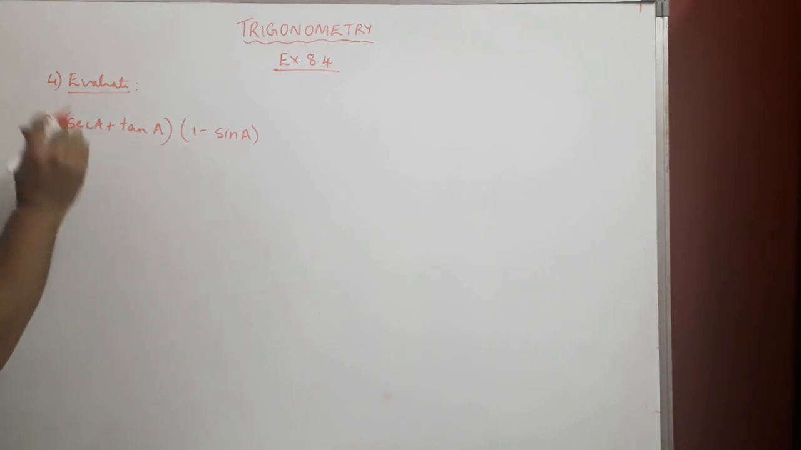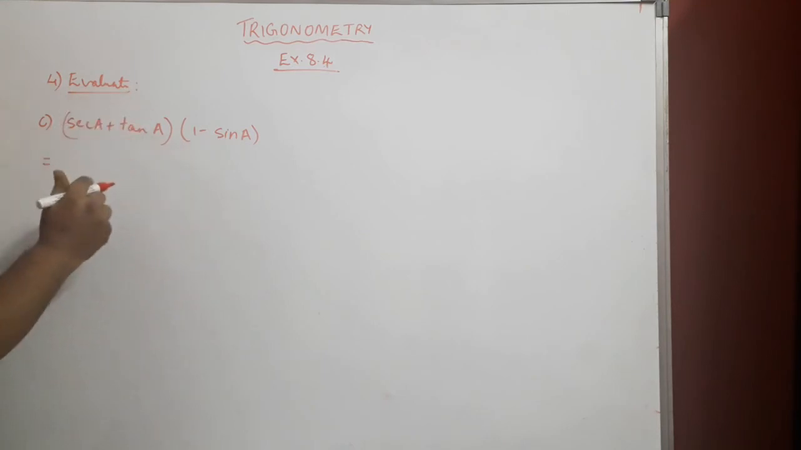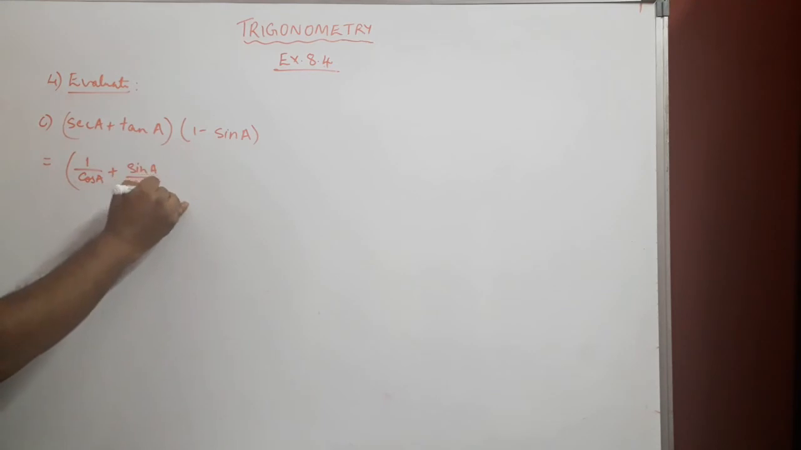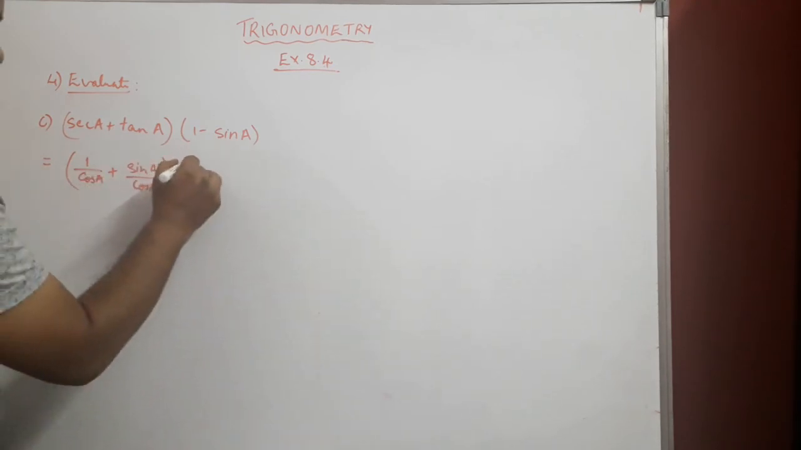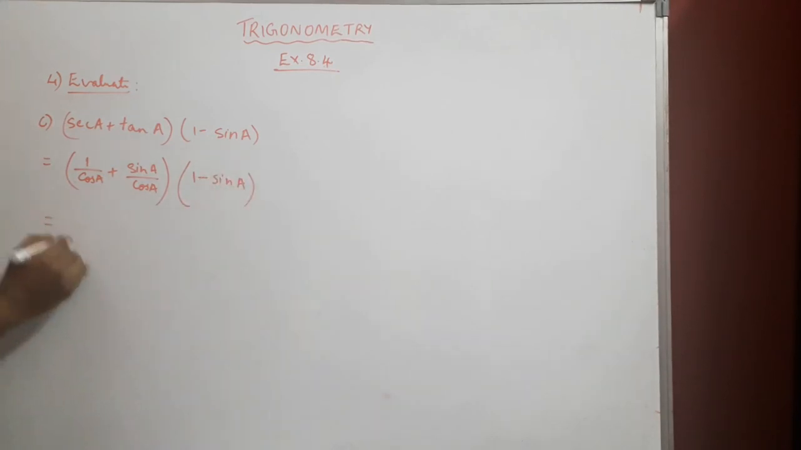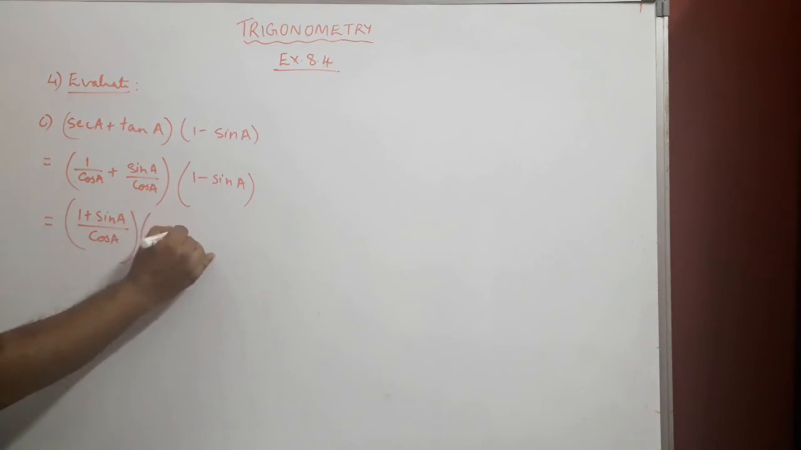The next problem is sec a plus tan a whole thing into 1 minus sin a. Once again, let's always try to see if we can simplify complex trigonometric ratios. So sec a can be written as 1 upon cos a plus tan a can be written as sin a upon cos a. You see the denominators are the same, and here this will be just 1 minus sin a. Now we can add them up, 1 plus sin a upon cos a whole thing into 1 minus sin a.